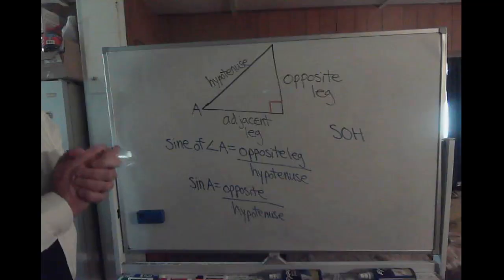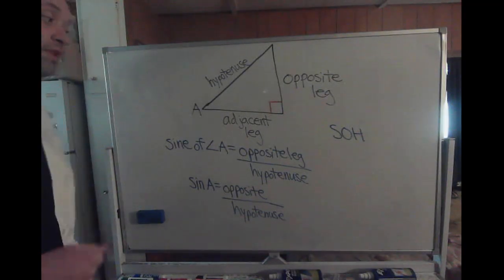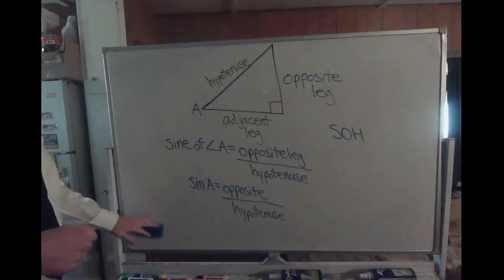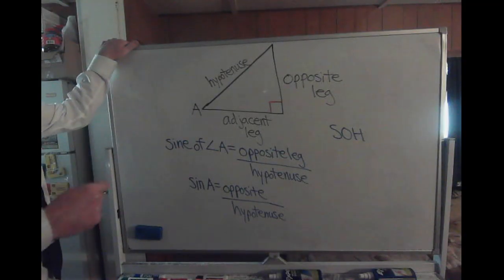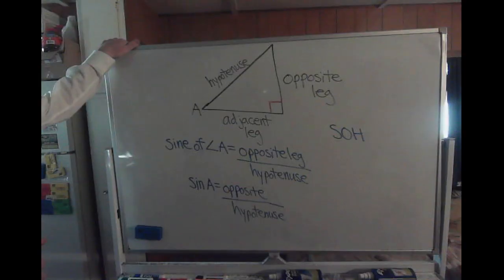So today we're going to do some more trigonometry. This is lesson 2 out of 3 of some trigonometry with right triangles. Yesterday we talked about the tangent ratio. Today we're going to talk about the sine and cosine ratios.